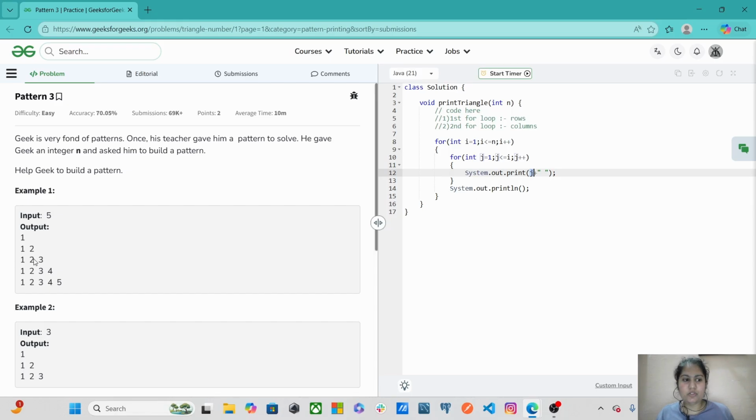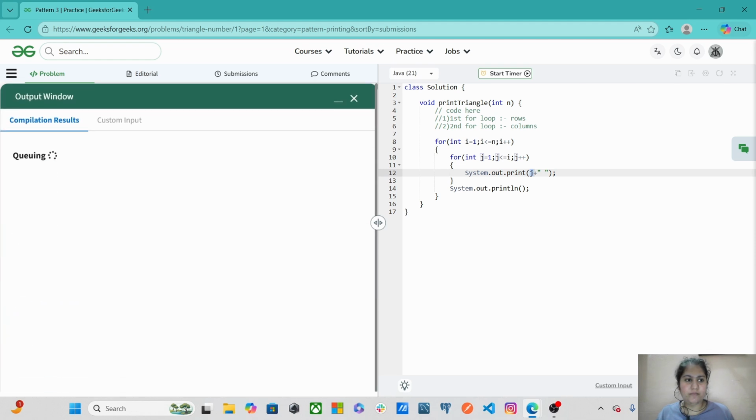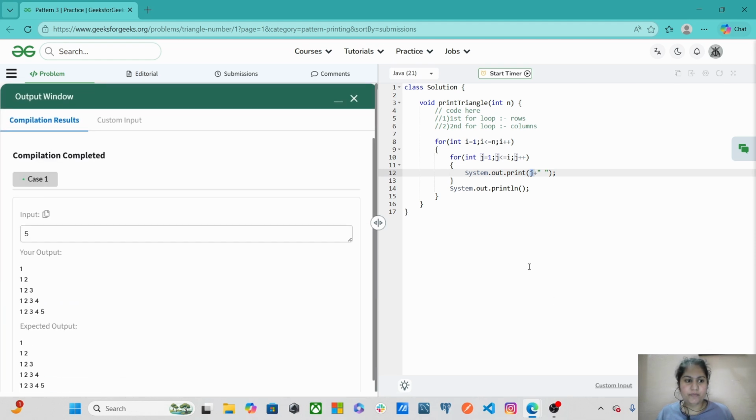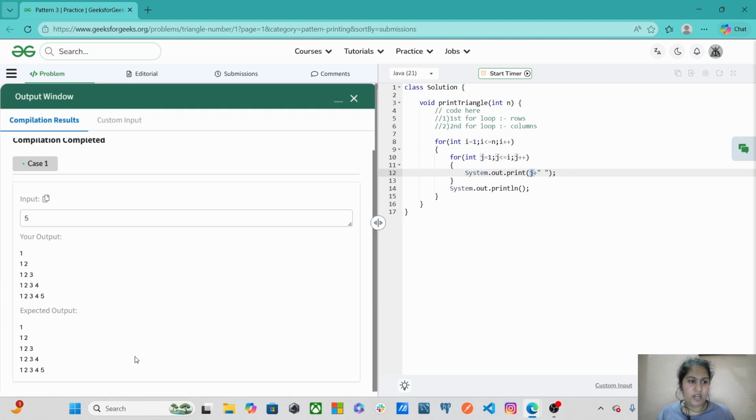Why, guys? Because this is what is happening. For the first row, one column. For the second row, first column and then second column. For the third row, first, second and then third. Correct? Let's try to run it, guys. Yeah, it is working absolutely right for 5 rows.